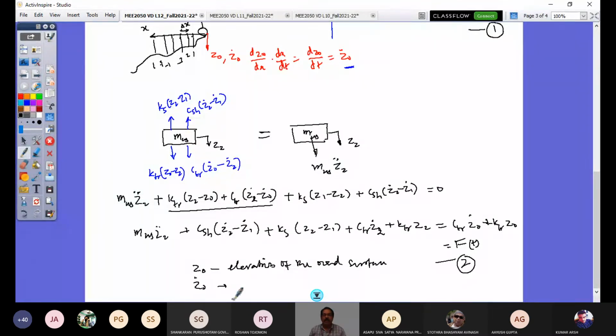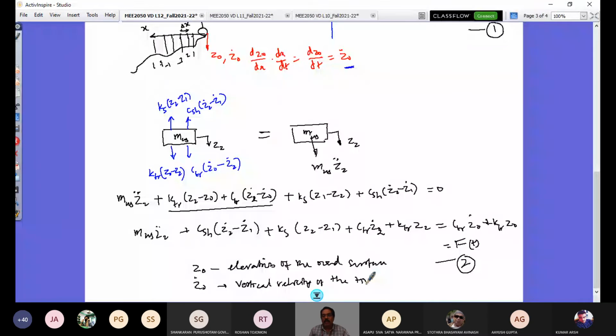Vertical velocity of the tire at the ground contact. Is that fine for you?